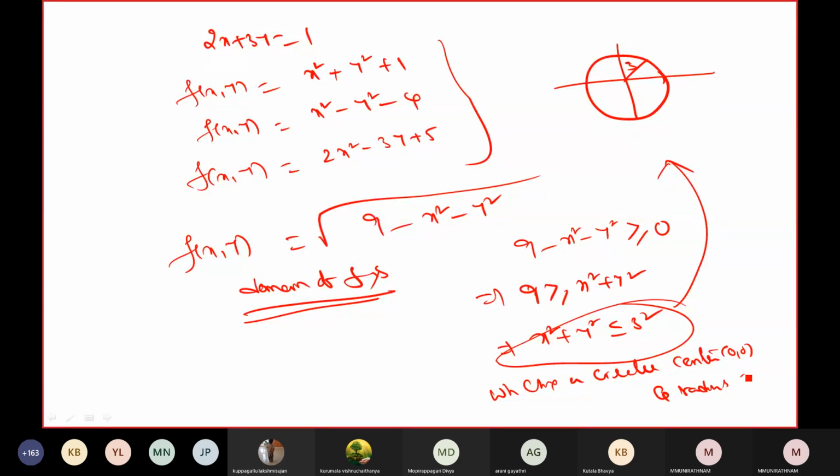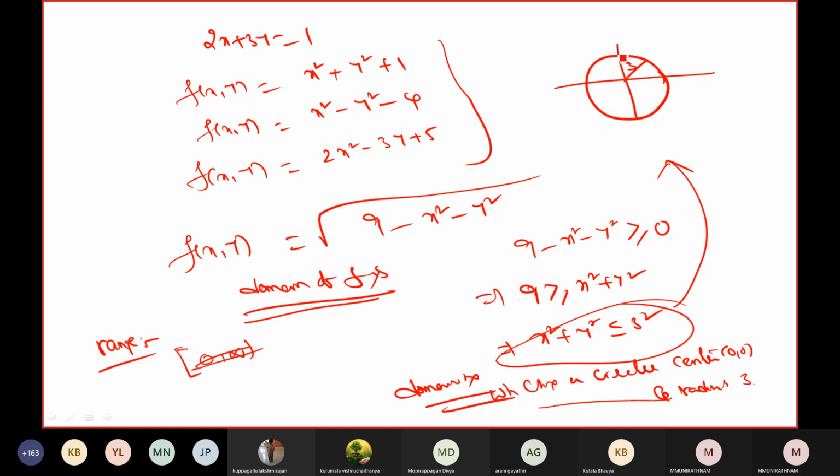Now, what is the range of this? Anyone? This is the domain. Now, what is the range? Anyone? 0 to infinity. Yes, very good. So in the case of the root, not all the values from 0 to infinity, but 0 to 3 only.